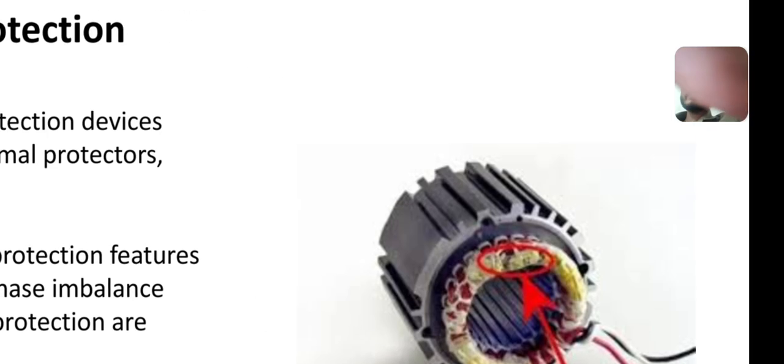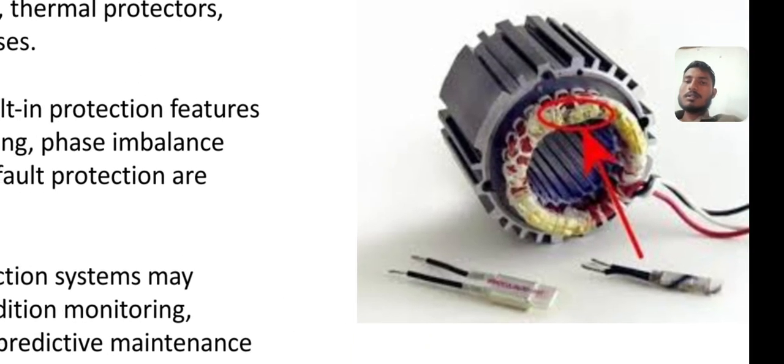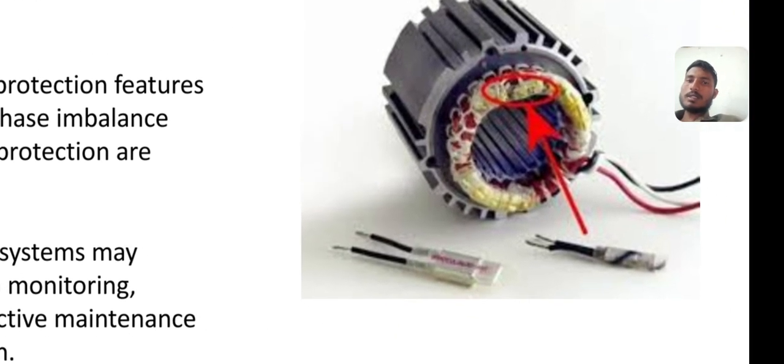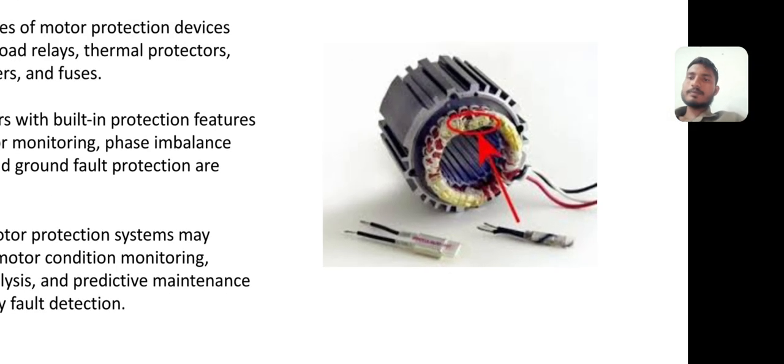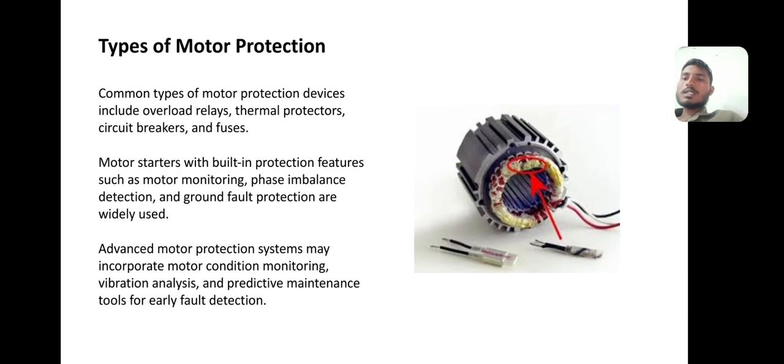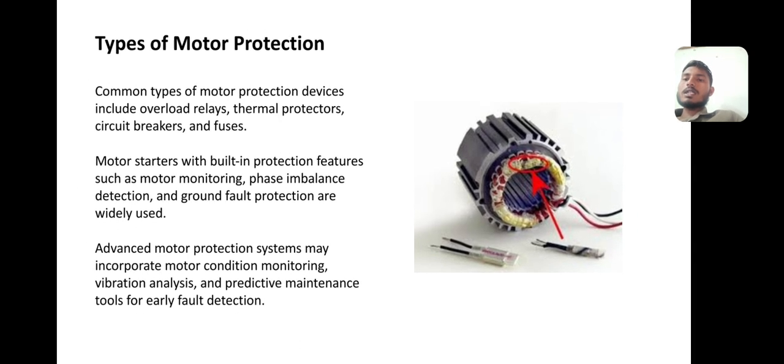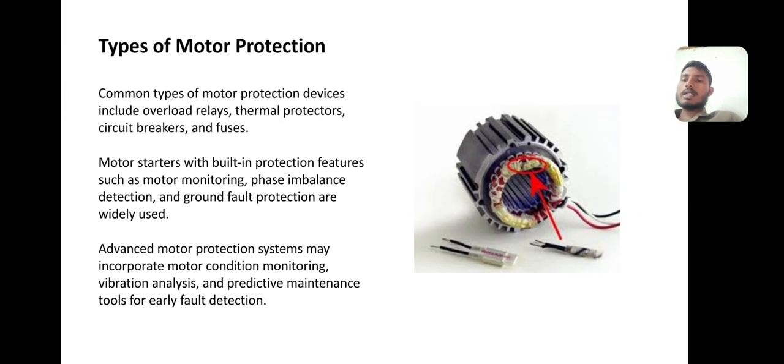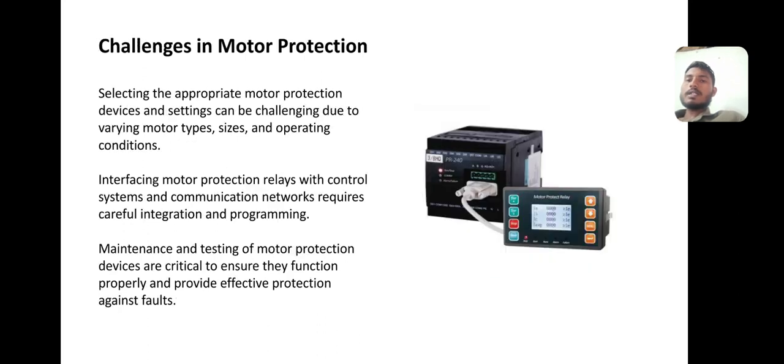And here are the thermal protectors, which are used in the winding. Motor starters with built-in protection features such as motor monitoring, phase imbalance detection, and ground fault protection are widely used. Advanced motor protection systems may incorporate motor condition monitoring, vibration analysis, and predictive maintenance tools for early fault detection.